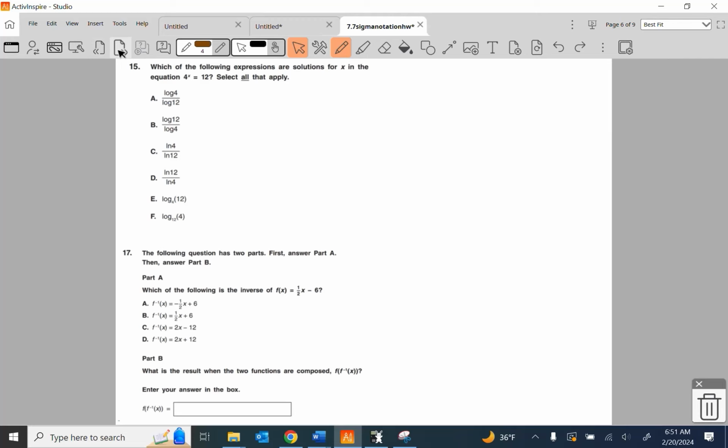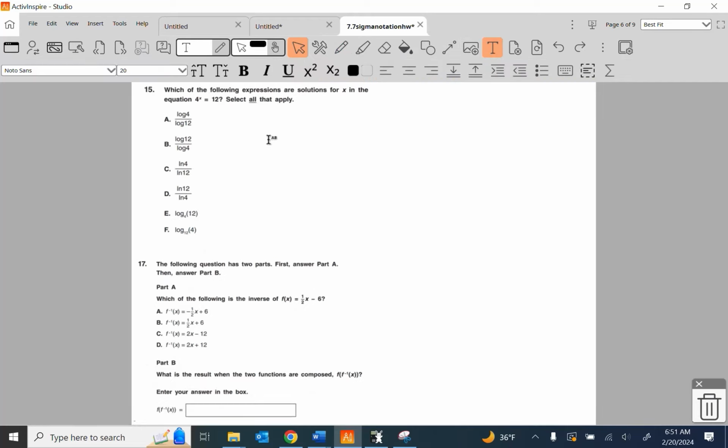All right, which of the following expressions for x are solutions for x in the equation 4 to the x equals 12? Select all that apply. All right, so here's what I notice. I notice I have a base of 4. I have an exponent of x, which means I have an answer of 12. So I'm just going to do a straight up convert to log. Remember, log is bay.